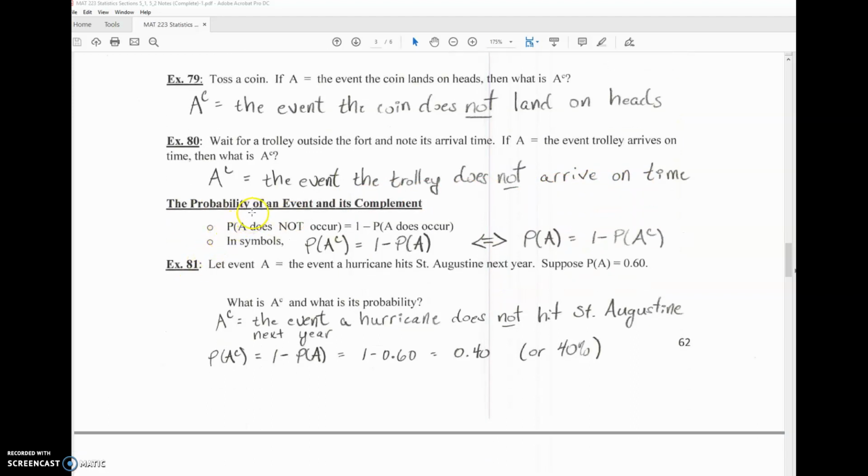Now, the probability of an event and its complement. The way you think about this is either the event happens or it doesn't. So together, that's 100% of what could happen. So the probability that A does not happen, A complement, is 1 minus the probability that it does happen, or 1 minus the probability of A. Similarly, the probability of A is 1 minus the probability of A complement. It just means that these have to sum up to 1.